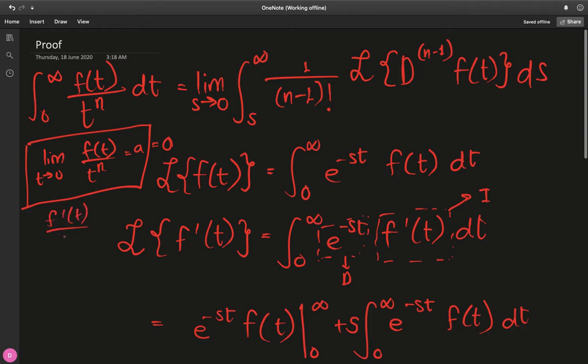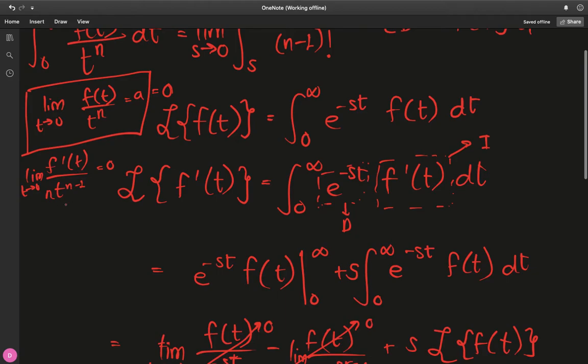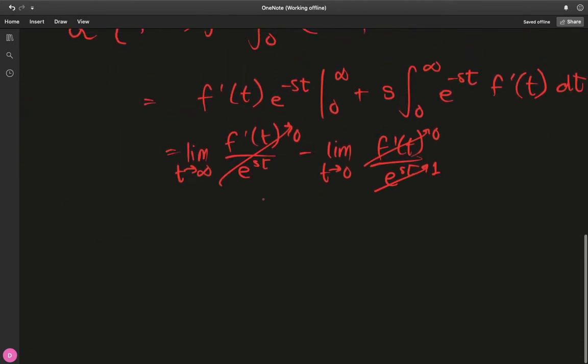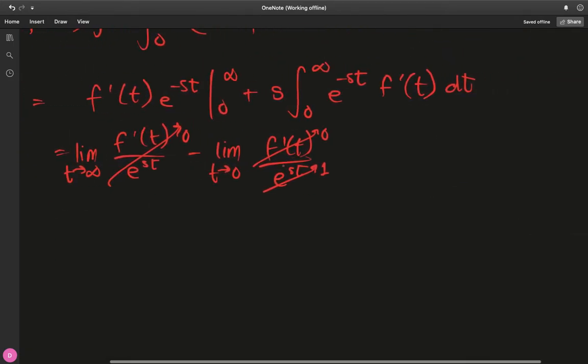F prime of t over n times t to the n minus 1 should also be 0 if this original thing is equal to 0 by L'Hopital's rule. In the limit as t goes to 0, this thing should also be 0. And this will follow for all derivatives. Say the maximum you can take is n derivatives, so this will follow for n derivatives of f of t. That is one assumption that is going to win us this entire proof.